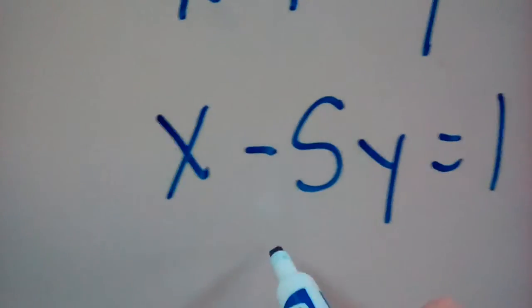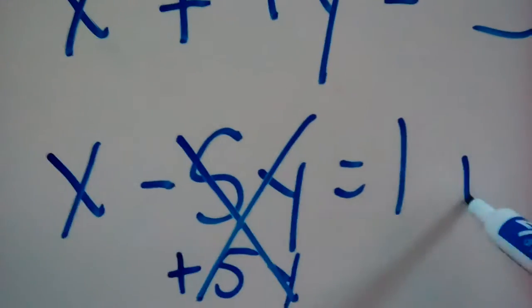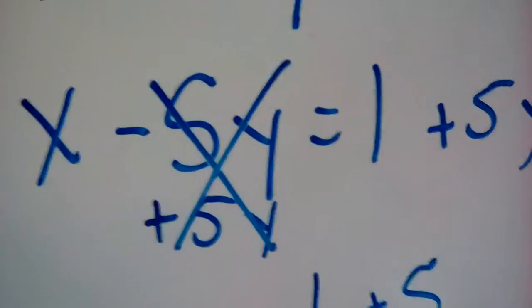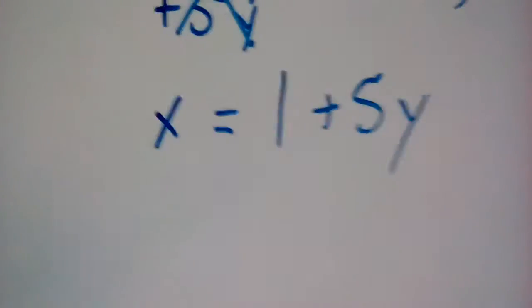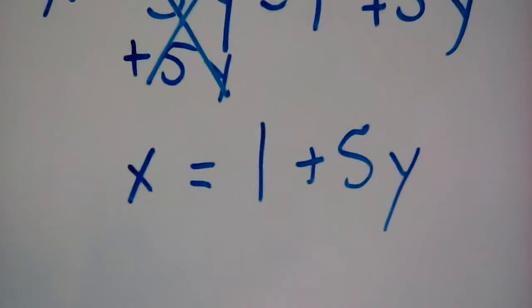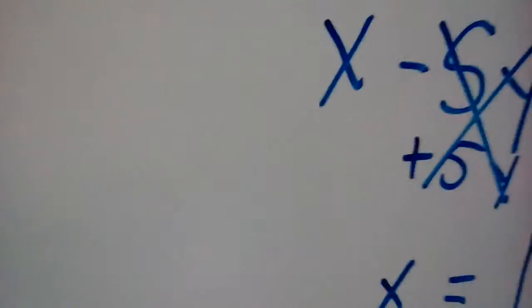So if I want to get rid of this, I add it, right? Cancels out, and then I got to add it over here, right? I got to keep everything equal. So x is now equal to 1 plus 5y. Okay? There's my new equation. There's the top equation. So that means that wherever I see an x, I'm going to put 1 plus 5y. All right? So let's rewrite this.